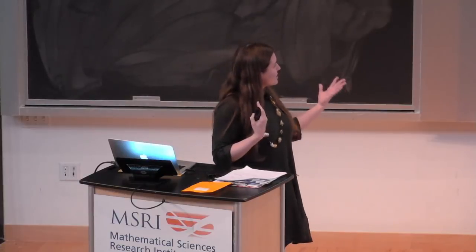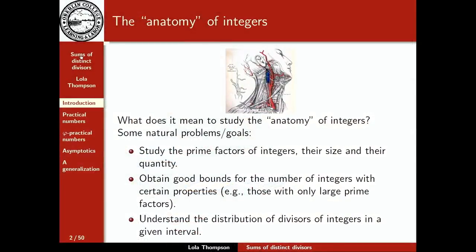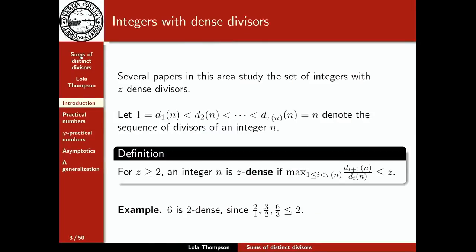Another question that's of interest is understanding the distribution of divisors of integers in a particular interval. So things like that. When talking about the anatomy of integers, often questions focus on what is usually true as opposed to what is always true, although there are also questions about what is always true.